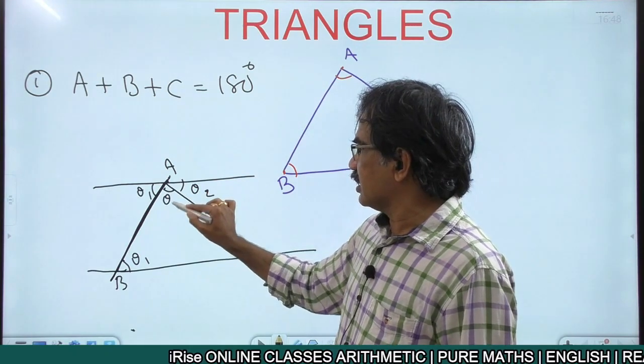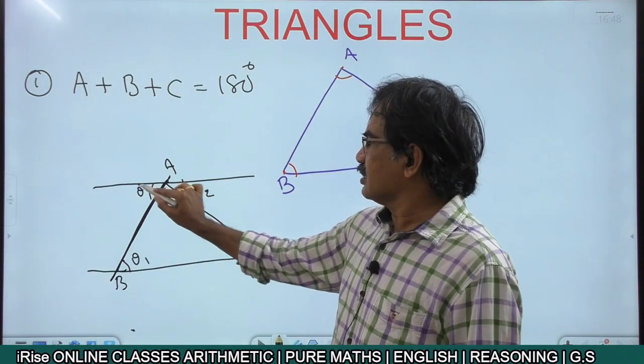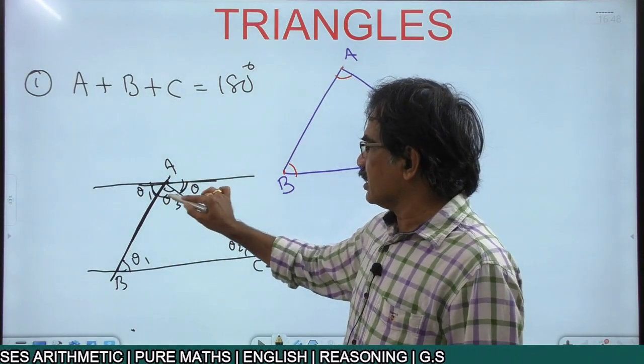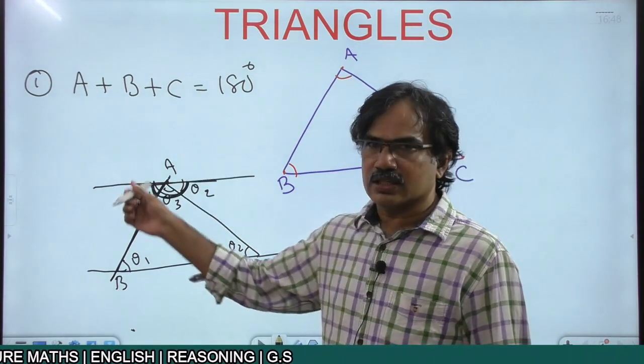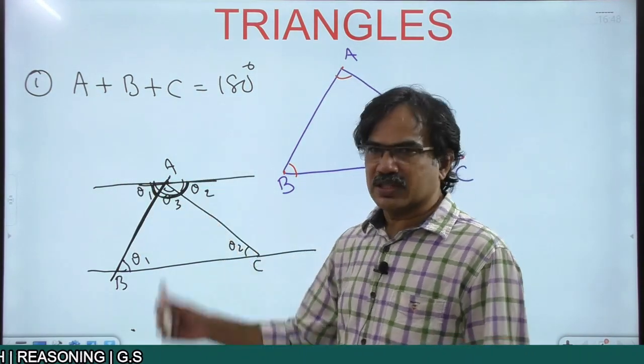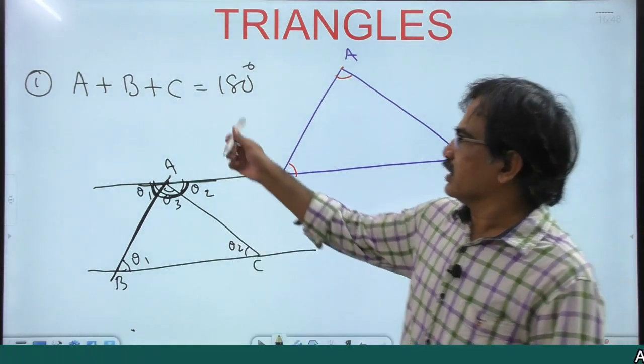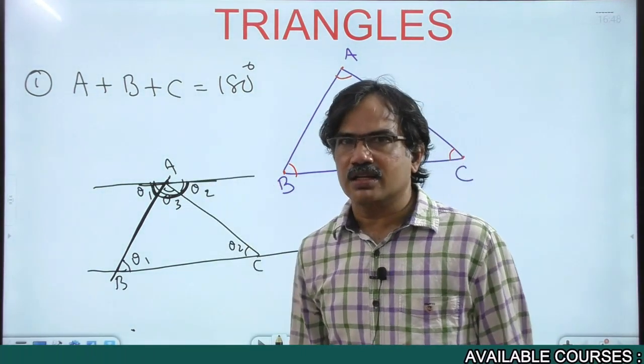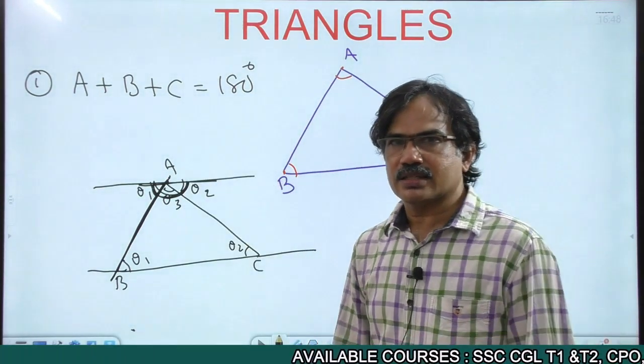Consider this angle as theta 3, and this is a straight line. The total angle at any point on a straight line is 180 degrees. Therefore, theta 1 plus theta 2 plus theta 3 is equal to 180 degrees. Sum of interior angles of a triangle is equal to 180 degrees.